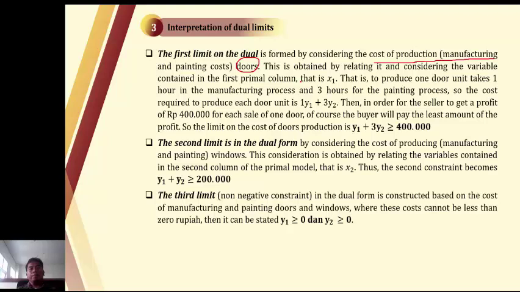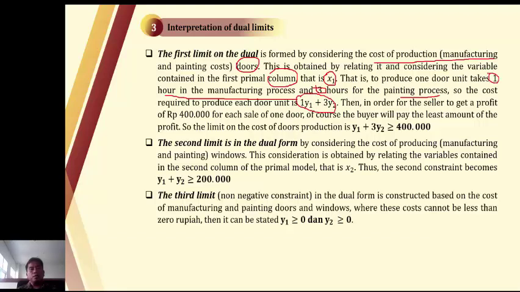This is obtained by relating it to the variable contained in the first column, that is x1. To produce one door unit takes 1 hour in the manufacturing process and 3 hours in the painting process. So the cost required to produce a door is y1 plus 3 y2. We find it from this one.